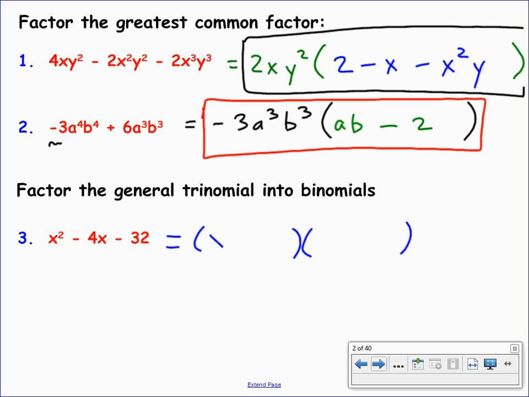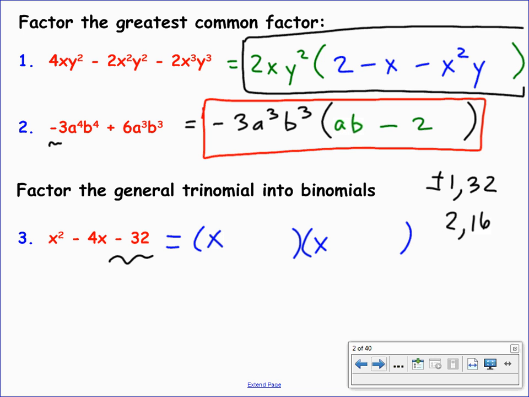We'll fill in my variable x and x. I know that my first product, x times x, will give me x squared. And now we'll go ahead and consider the integer pair factors of my last. My last is negative 32, and I know that that's a highly composite number. I have lots of choices, and so 1 and 32 is one choice, but also 2 and 16, but that's not all.